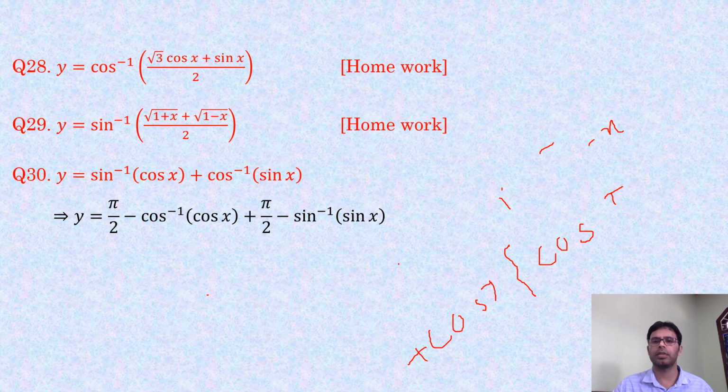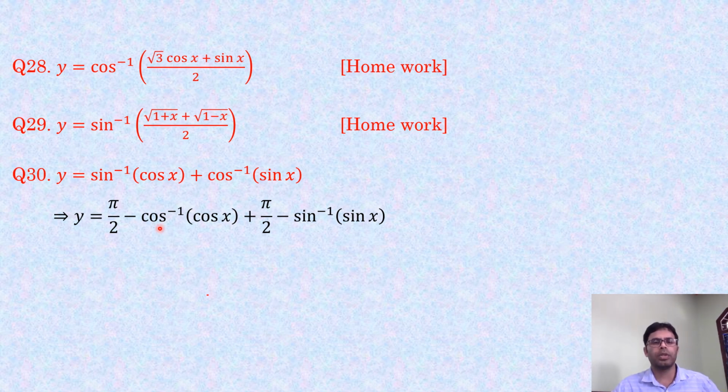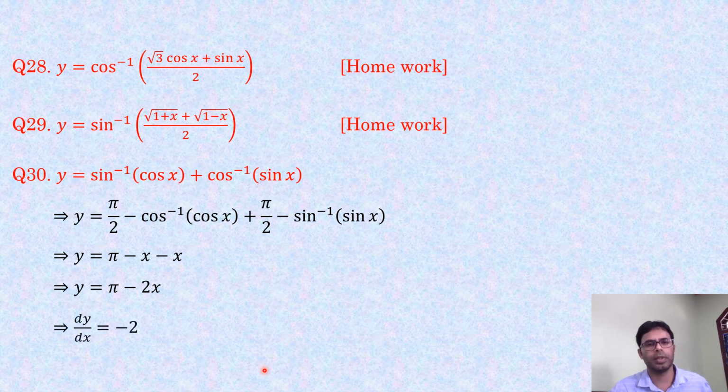Okay, so that is the way for writing this. Okay, so now this cos inverse cancel, sine inverse cancel. It will be pi by 2 plus pi by 2, which is pi, inverse cancel minus x, and this inverse cancel minus x. So pi minus 2x, and differentiate it, it is minus 2 only, because derivative of pi is 0 and this is minus 2 only.